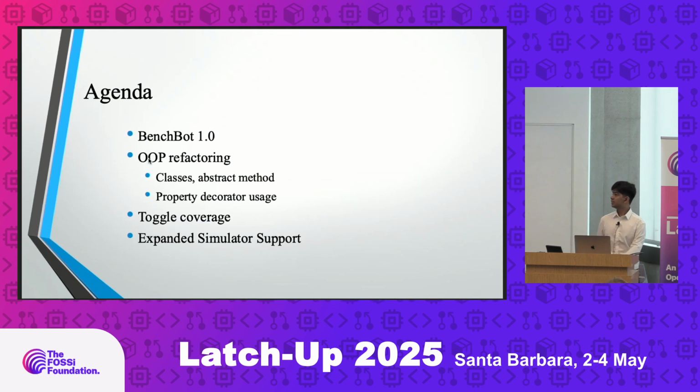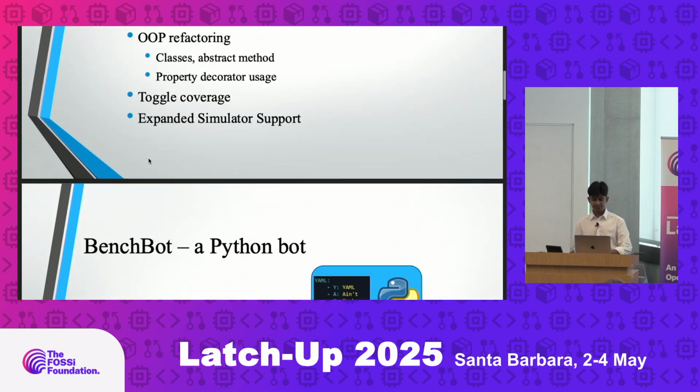Here's what we'll cover in this talk. What was BenchBot 1.0? How did we refactor using object-oriented programming principles, specifically the use of classes and abstract methods, and then how we use property decorators to enforce designs and different contracts, our new toggle coverage, and finally our expanded simulator support, making it more versatile for different testing environments.